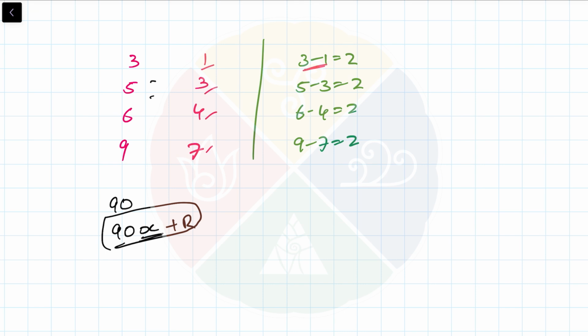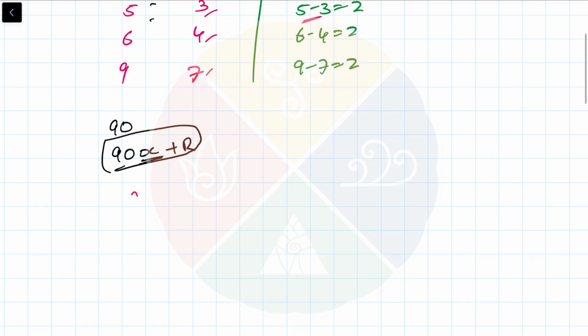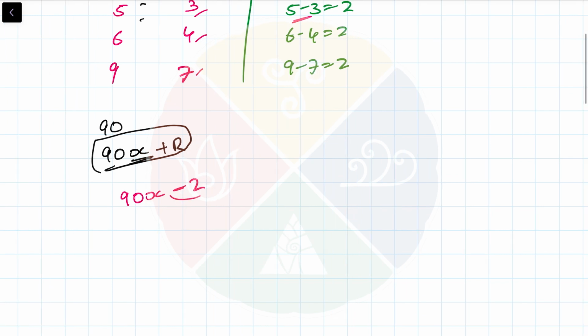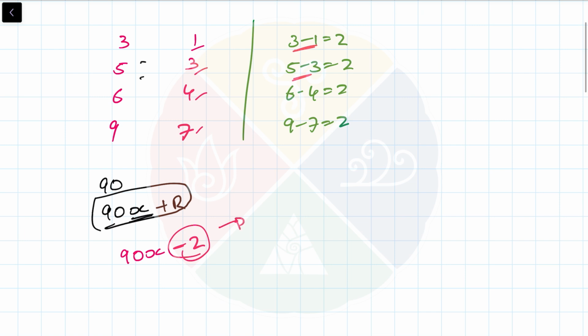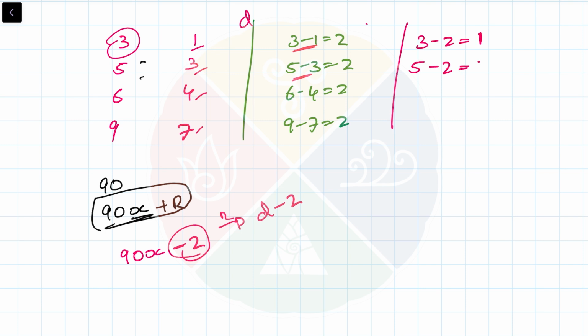are not random numbers. You can get those values if the remainder was minus 2. That means if I have 90x and I'm subtracting 2 from it, to get that remainder, what should I do? Divisor minus 2. Divisor is 3, so 3 minus 2, remainder will be 1. 5 minus 2, remainder will be 3. 6 minus 2, remainder will be 4. 9 minus 2, remainder will be 7. So this is the condition.